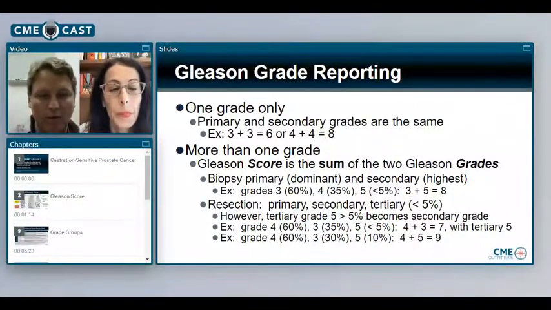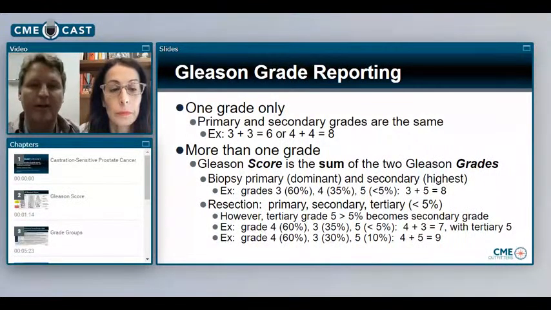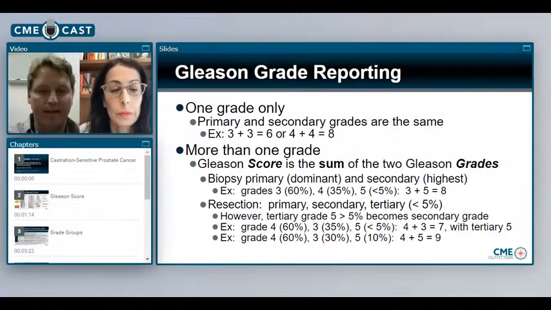Right. So this is an overview of how we report the grades, and it does make a difference whether it's a biopsy or a resection. When it's only 1 grade, primary and secondary are essentially the same, as you see. 3 plus 3 equals 6. I guess to keep things the same, because we're doing 2 scores. When you have 2 different numbers, it makes sense, like 3, 4, 7. But when it's only 1 grade, it would be silly to say just 3. So we try to simplify things. We call it 3 plus 3 equals 6, or 4 plus 4 equals 8.